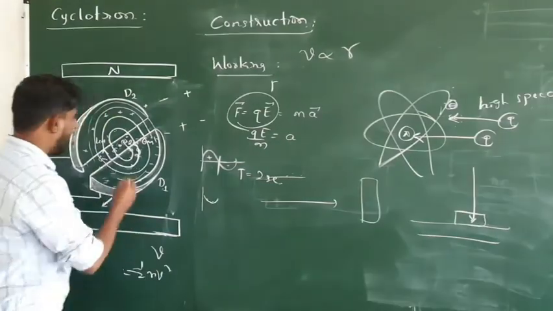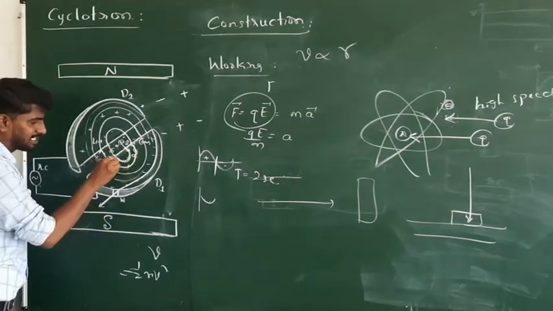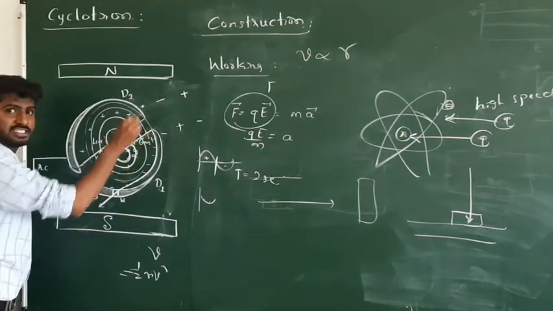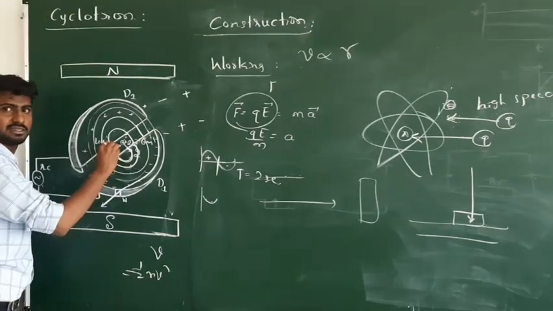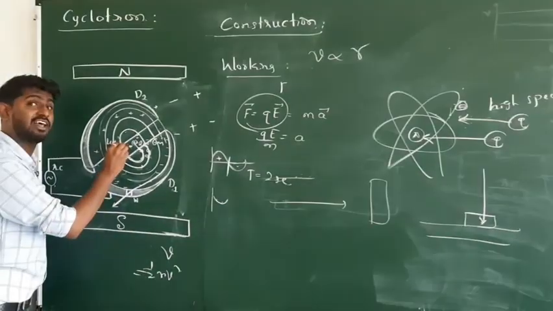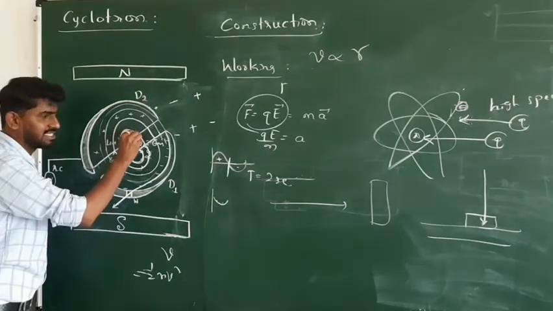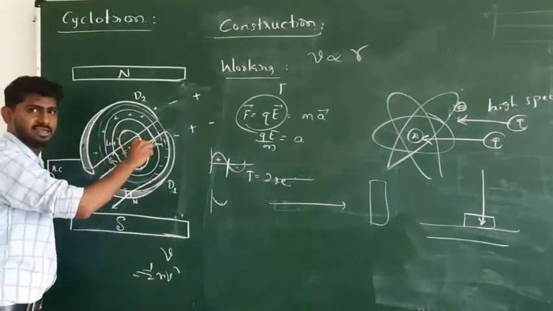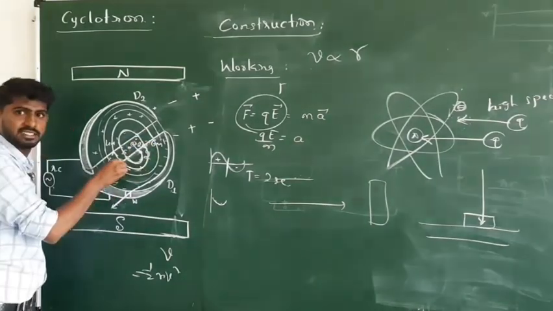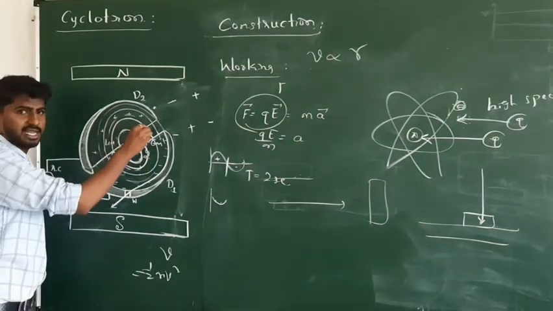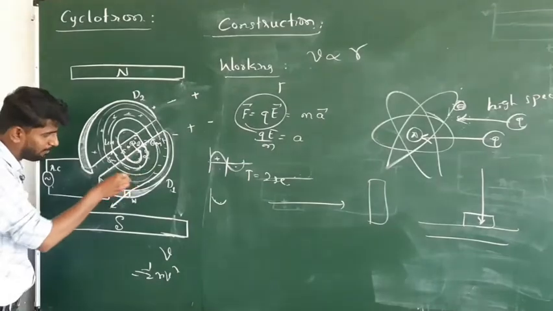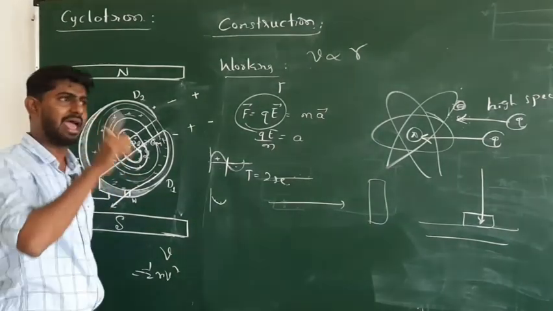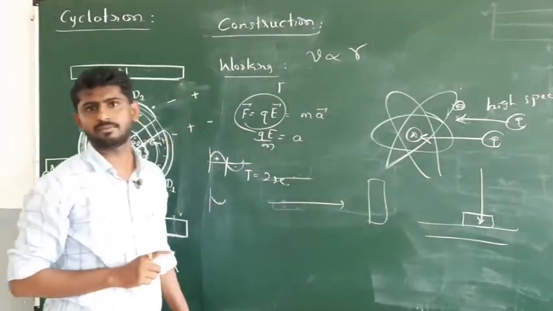Okay, so as soon as it covers a semicircle, the polarity of the disc changes. So again it accelerates. If it accelerates, it means velocity increases. Velocity increase means radius increases. As soon as it enters the gap, again the polarity changes. Again accelerate. More velocity, more radius, again more velocity, more radius, but the time period in every half cycle is the same.